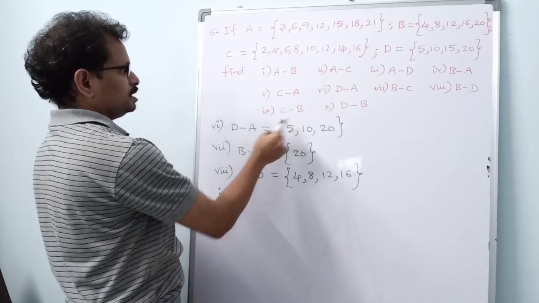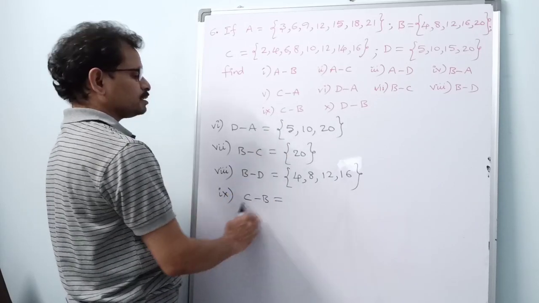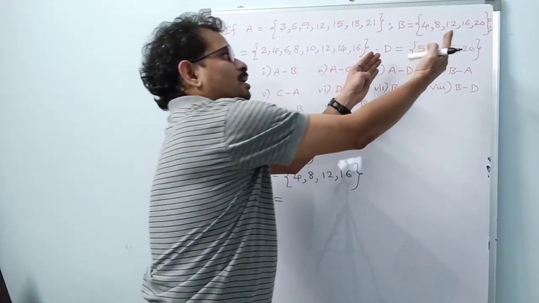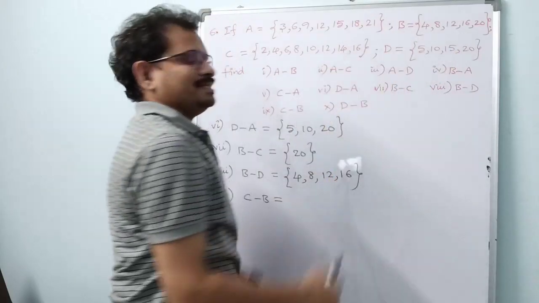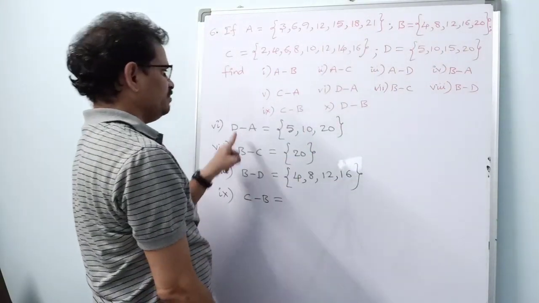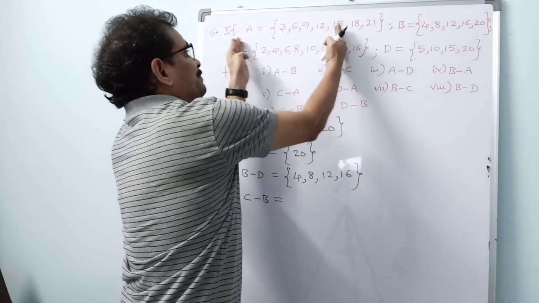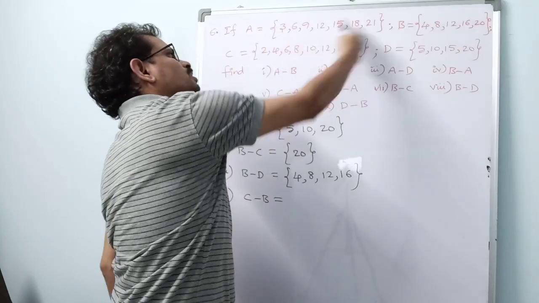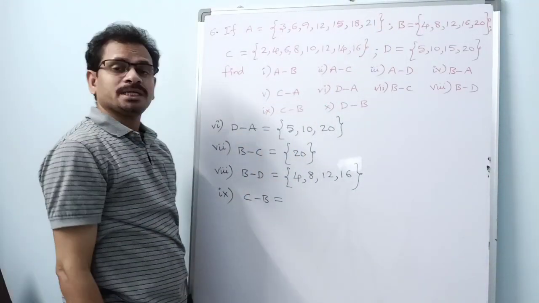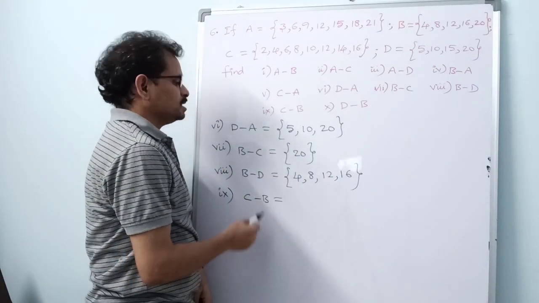Next, 9th one, C minus B. Did you notice one thing? It is easy to remove a big set from a small set. See here, D minus A. It's very simple, no? We have to consider only these 4. A minus D means you have to consider all these. Okay? So always expect to subtract the smaller set from the larger set. Right. Now C minus B.